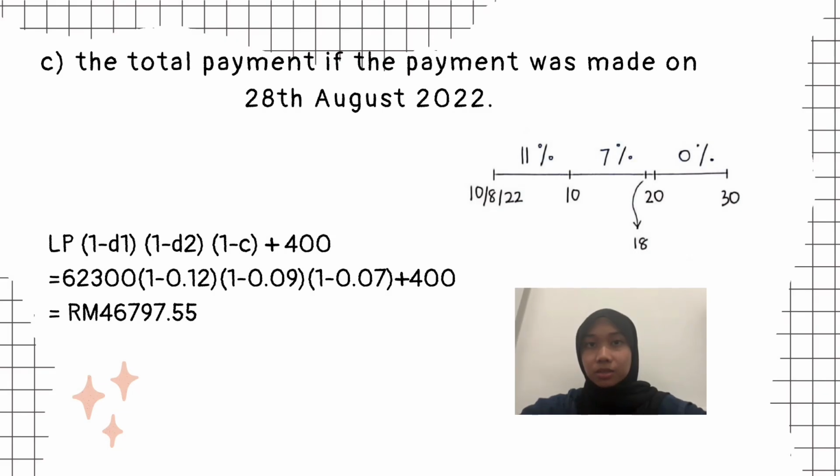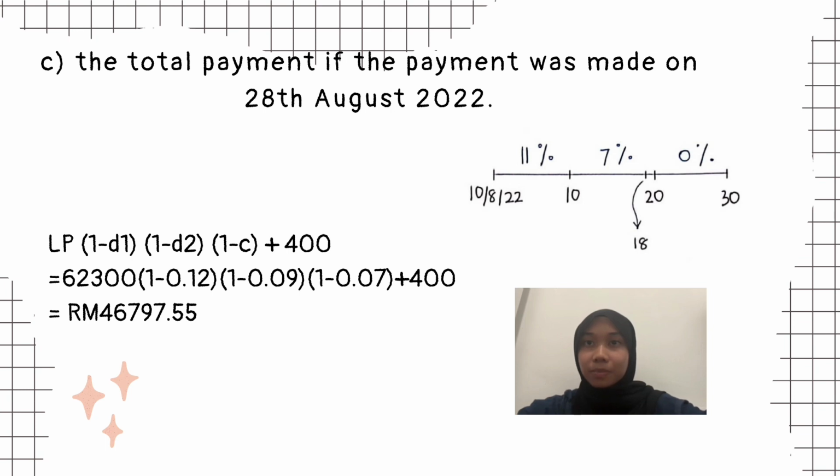Question C. The total payment if the payment was made on 28 August 2022. For the total payment, the formula is total paid equals LP, 1 minus D1, 1 minus D2, 1 minus C, plus additional cost. Since we don't know what the cash discount is, we paid on 28 August, so the difference between the early date 10 and 28 is 18 days. So if 18 days, the percent cash discount we can get is 0.07.